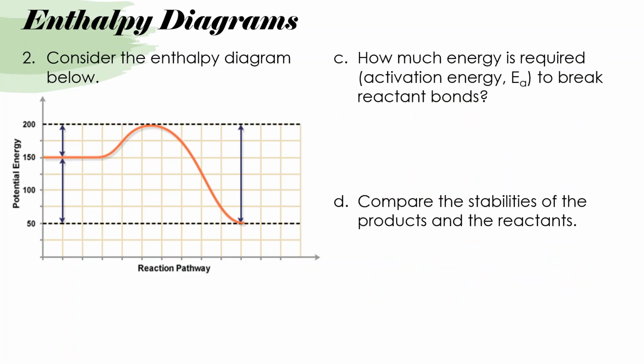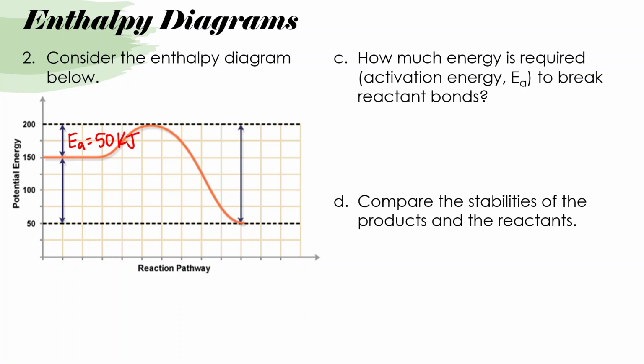How much activation energy do we need here? Activation energy is the energy that I need to absorb in order to break reactant bonds. So here, we're going from 150 up to 200. That means that my activation energy is going to be about 50 kilojoules.